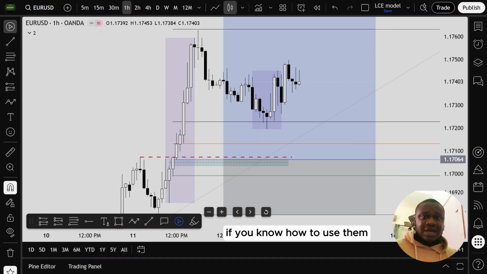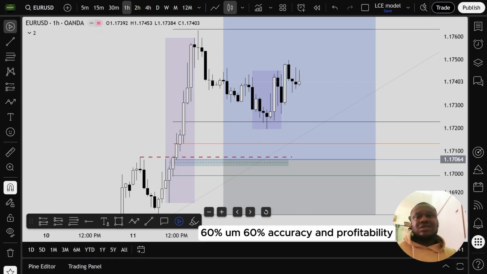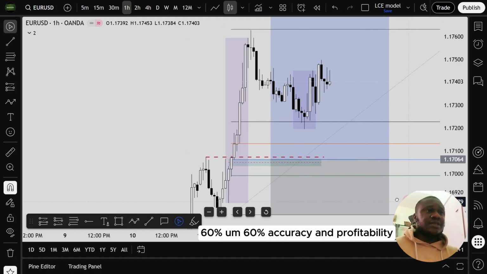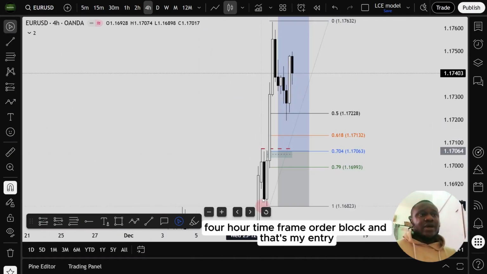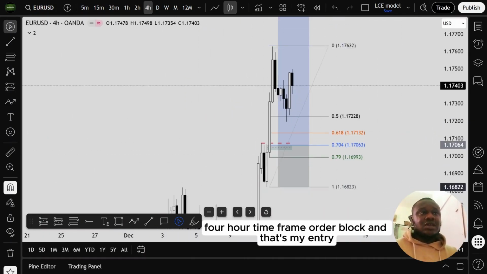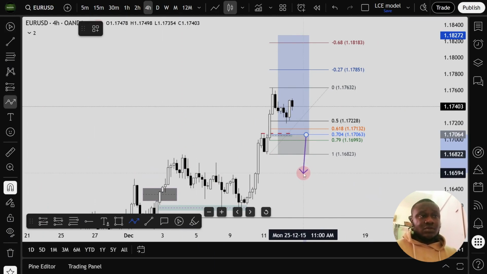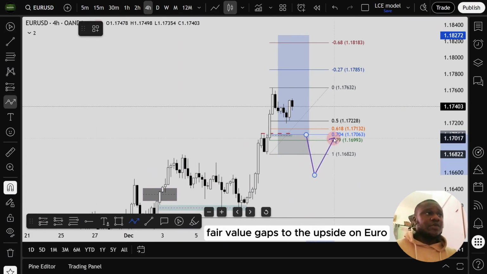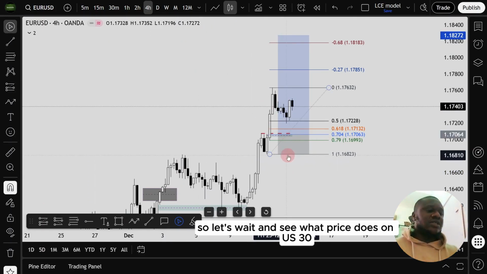If you know how to use them, you can be 50% profitable at least. But then when you add other knowledge and other confluence, then you can now be moving up to 60% accuracy and profitability. So that's that. 1 hour time frame signature, 4 hour time frame order block, and that's my entry. So in the event that this fails, I'll be looking for price to sweep down and then create new bullish fair value gaps to the upside on EURUSD for me to take some buys again. So let's wait and see what price does.